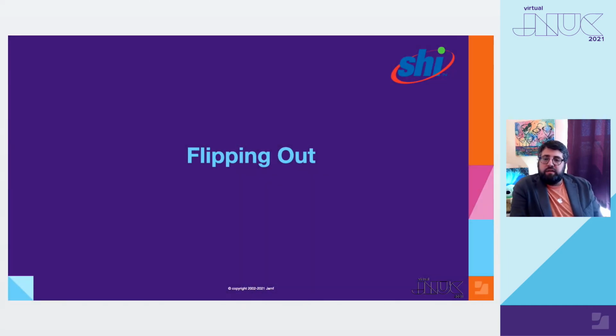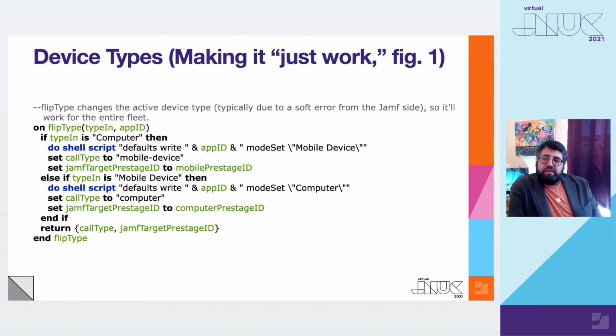And going on a little bit, we'll look at flipping out, not literally, but what I call a subroutine called flip type. This is fairly simple on the surface, because it is, as with all code at the end of the day. What happens is this subroutine is, if the current device type, whether it's mobile device or computer, is one, then change it to the other and make sure that the pre-stage ID changes too.